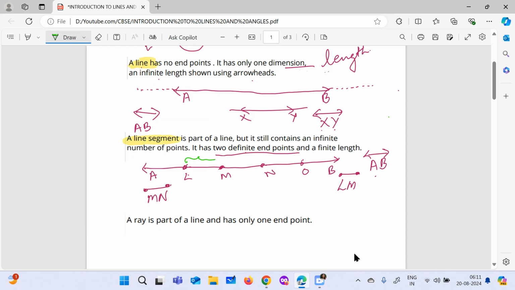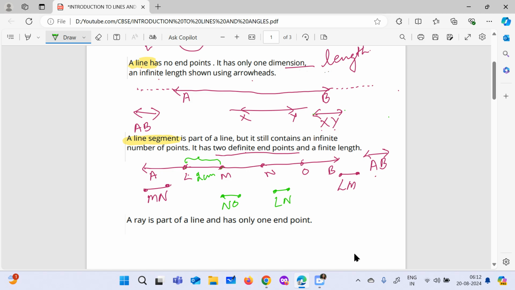Okay, so see, if I say this length is 2 centimeter, it will be 2 centimeter because L and M have two endpoints. Okay, I hope this difference is clear. A line can be extended both the ways. It has indefinite or infinite length, but a line segment has a finite or fixed length. So we can also represent a few more line segments here. NO, you can also say LN. I hope this difference is clear to everyone.